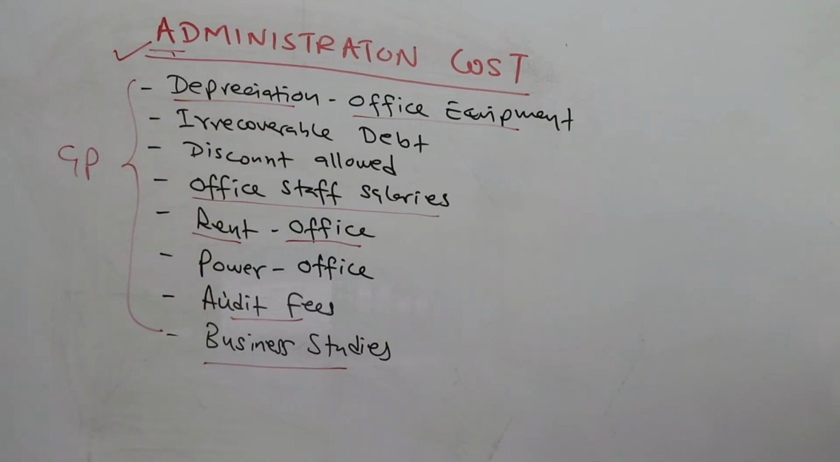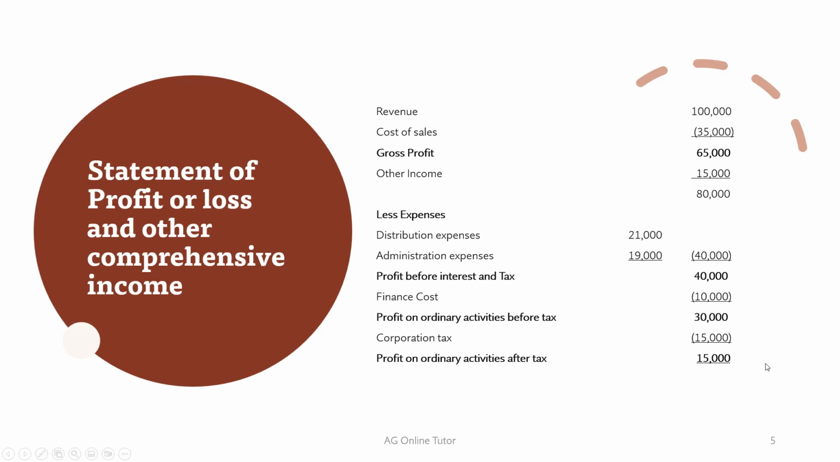Then we have the financial cost. The financial cost is also deducted from the gross profit and other income. These are the costs basically of servicing the debt, including the interest payment on bank overdraft and bank loans. These costs are shown as a note to the statement of profit or loss and other comprehensive income. The detailed total value will be deducted from the face of the income statement. So after deducting the finance cost, you will arrive at profit on ordinary activities before tax. Then from that total, we have to deduct the corporate tax. It's a different calculation. Then after deducting the corporate tax, you will arrive at profit on ordinary activities after tax.